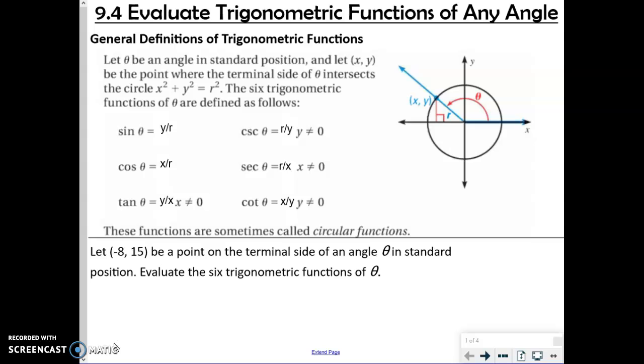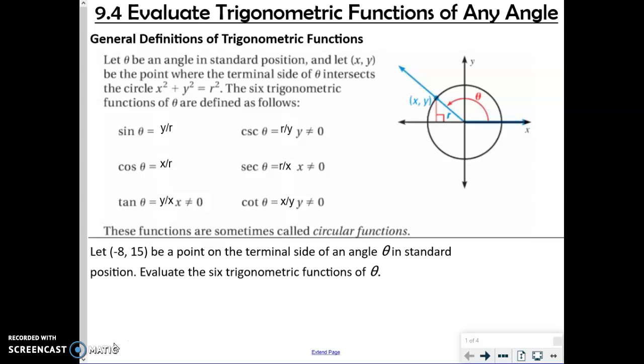So it says, let theta be an angle in standard position, and let (x, y) be the point where the terminal side of theta intersects the circle x squared plus y squared equals r squared, which is the Pythagorean theorem. It says the six trigonometric functions of theta are then defined as follows. And I've listed those all out for you in reference to those three parts, x, y, and r. So if we keep those in mind, those six trigonometric functions are also known as circular functions. And very specifically, as you're going to see here in a little bit, we're going to talk about them in the setting of the unit circle.